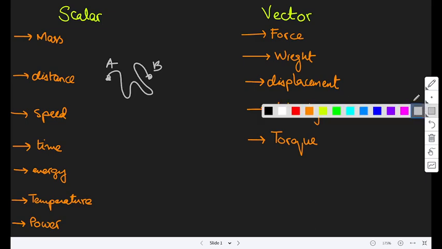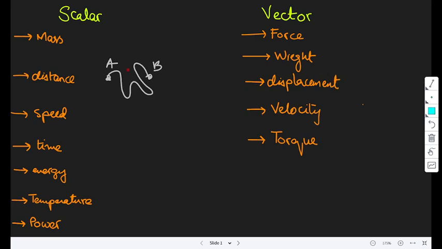Displacement is the shortest distance between 2 points. If I go from A to B, the gray line is my displacement. If the gray line is my distance, and the blue line, this one which I'm making right now, is my displacement. Now it has a specific direction. Velocity is simple speed with direction. Then there is torque. Torque is defined as the turning effect of a force.